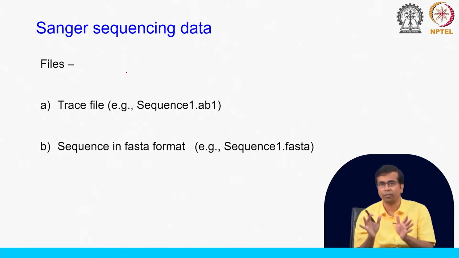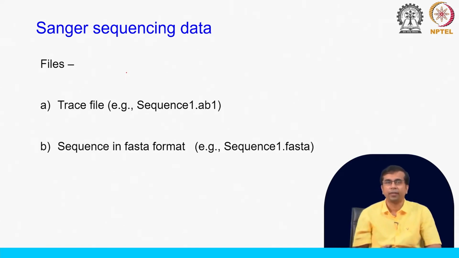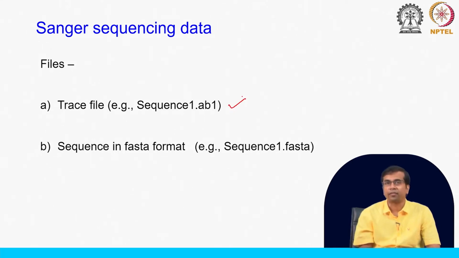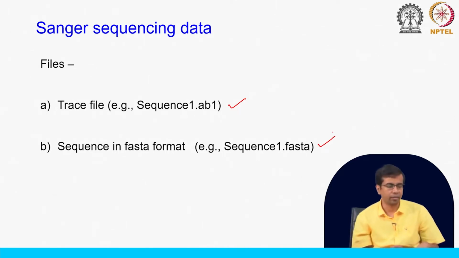Okay. So, it is important to actually see how Sanger sequencing data looks, and then we will compare with the NGS data sets. Right. So, this is what you get in Sanger sequencing data, the trace file. In addition, you will get the sequence in FASTA format. Okay. So, we just talked about FASTA format. So, you will get this sequence 1.FASTA or sequence 1.FSA, something like that.